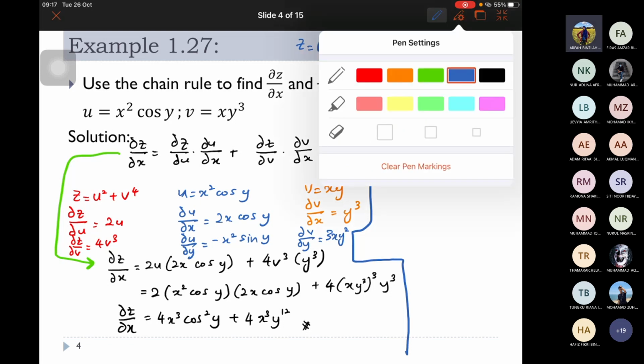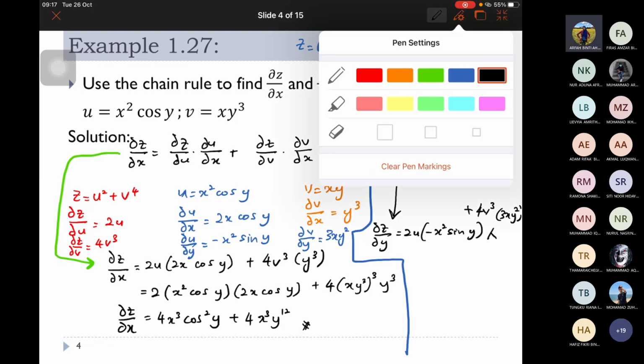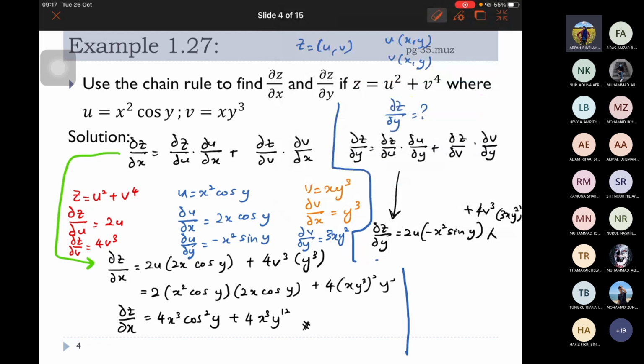So masukkan substitute in the equation ni akan dapat delta Z over delta Y akan sama dengan 2U darab negatif x squared sin Y tambah delta Z over delta V is 4V kuasa 3 darab 3XY kuasa 2. Okay. So dapat yang ini. So substitute in the equation.